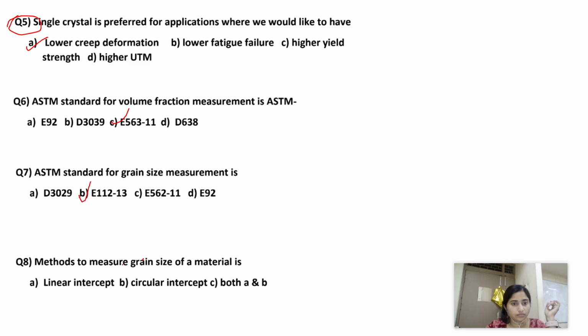And the method to measure grain size of a material is linear intercept. Both B and C. There are circular intercepts also, as well as linear.